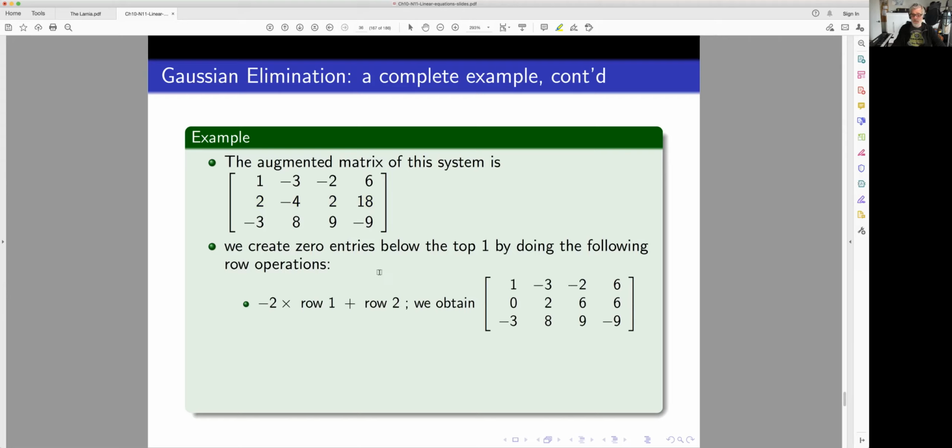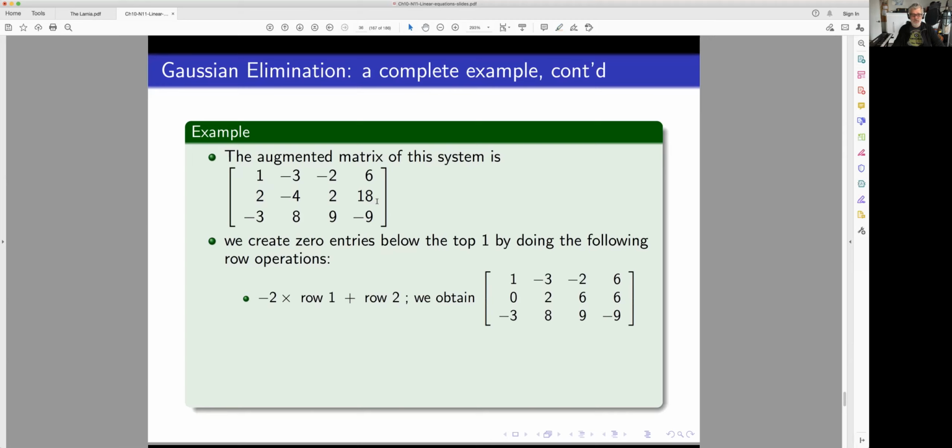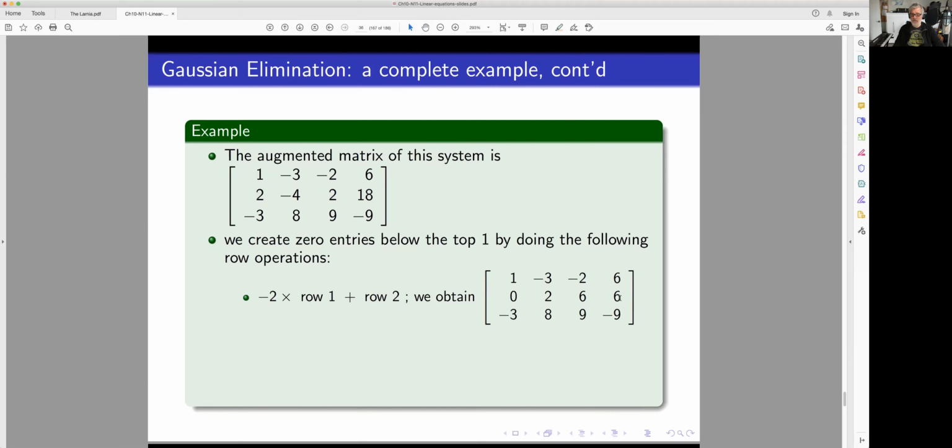So that's exactly what I do. So it's -2. This is one of my elementary operations, a multiple of a row added to another row. So -2 times the first row, and I add that to the second row. So -2 plus 2 is 0. 6 minus 4 is 2. -4 plus 2 is 6. -12 plus 18 is 6. So that's what I get here.